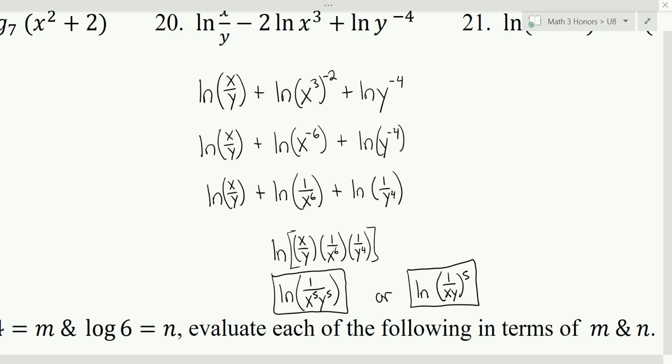So accept one of two answers. Your goal is to get one log, so you can get the natural log of 1 over x to the 5th, y to the 5th, or you could say, well, that's something to the 5th power. So you can make it natural log of 1 over xy to the 5th power. They're both good answers.